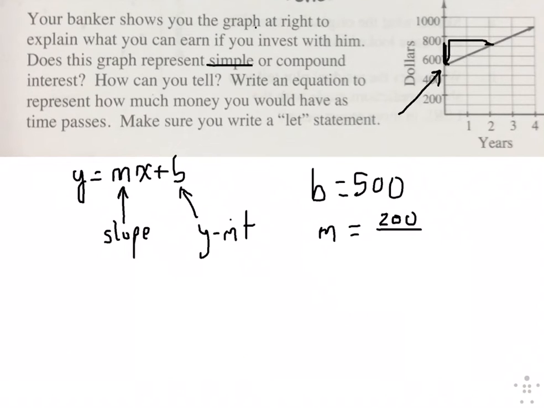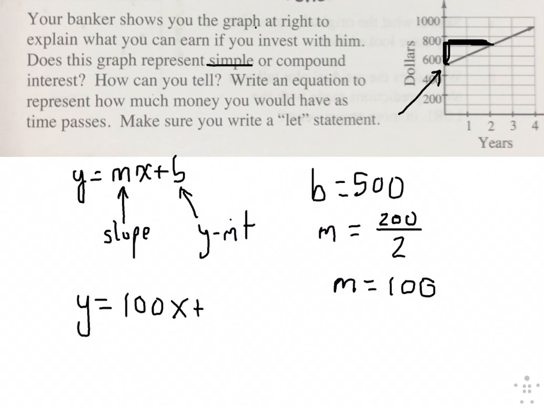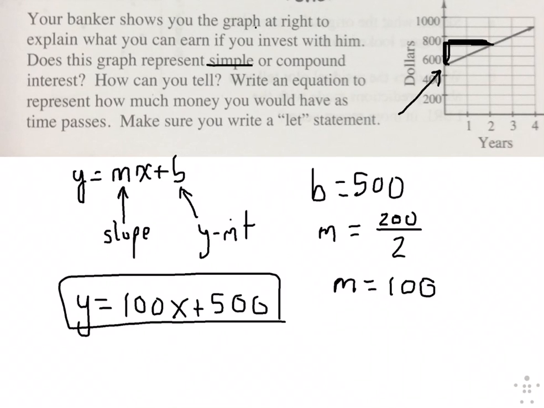And then the change in x went over this way. That's a little better of a slope triangle, right? It went over 2 years, so over 2. So the slope comes out to be 100. So now I can write the equation in slope-intercept form as y equals m, which is 100, x plus b, which is 500. And there's the equation of the line.